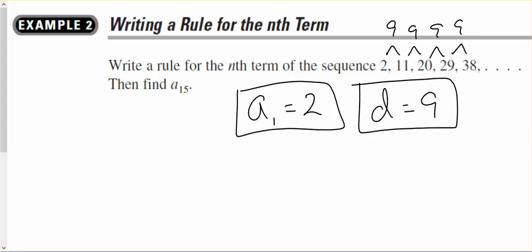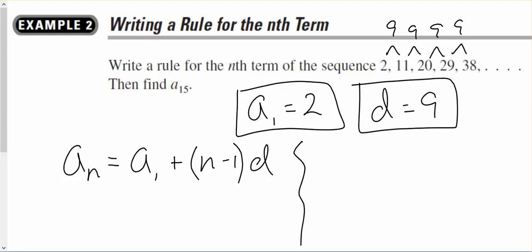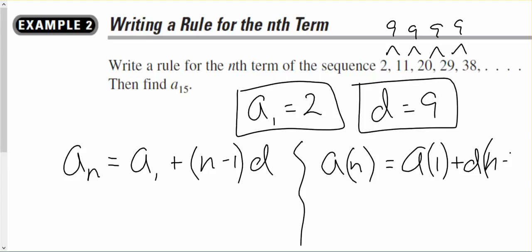Then we use the general form of our rule. That's a sub n equals our first term plus n minus 1 times our common difference. You'll also see it, you know, a of n in function notation equals a of 1 plus n minus 1 times d. And you can see this d on our left side too. So it doesn't matter which side your d is on, and it doesn't matter if we're using function notation or subscript notation. It makes no difference.